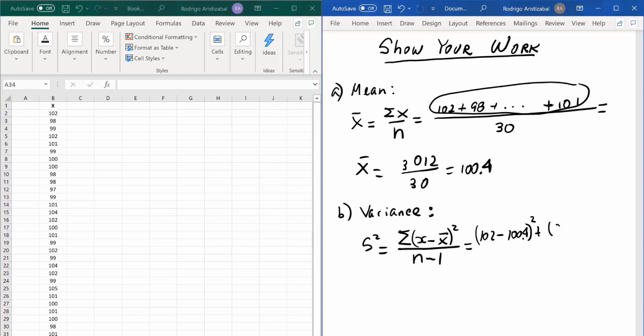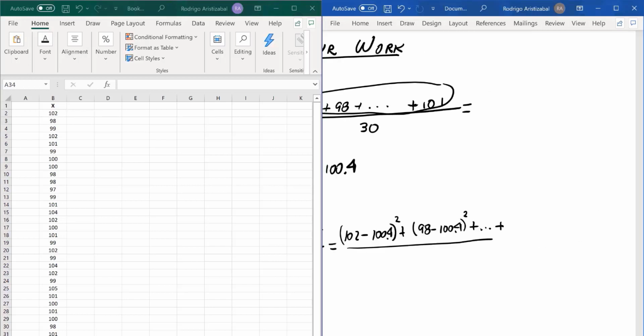Then my second value is 98. Then this is the deviation with respect to the mean. We need to square it. Plus, you can continue it here. Plus, my last value is 101 minus the mean, squared, and that must be divided by the sample size minus 1. This is equal to, you already have the answer in StatCrunch, but you need to verify all of these operations. You can do it using any calculator, but my strong recommendation is to use Excel.